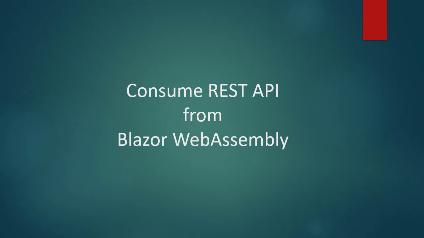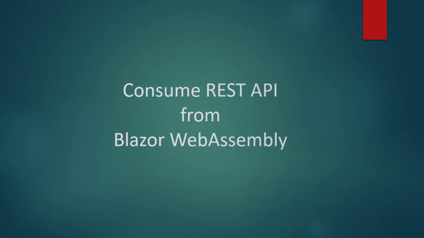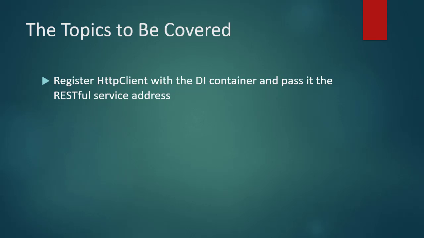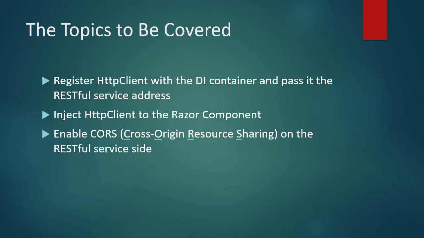Before jumping to the primary job, let's have a quick look at what we'll cover in this tutorial. Register HttpClient with a dependency injection container and pass it the RESTful service address. Inject HttpClient to the Razor component. Enable cross-origin resource sharing on the RESTful service side. Display the list of categories with their images. So, let's get started.